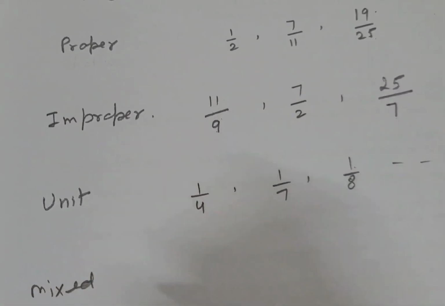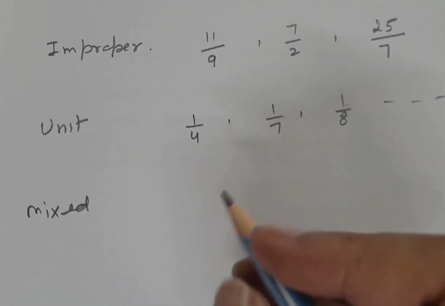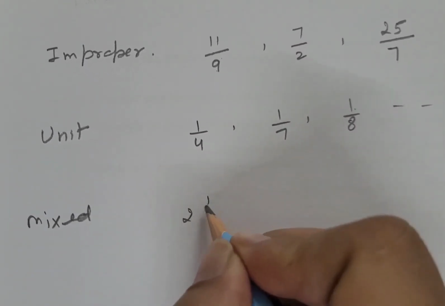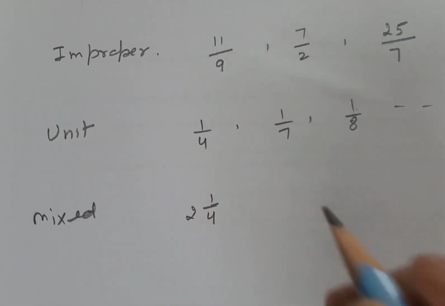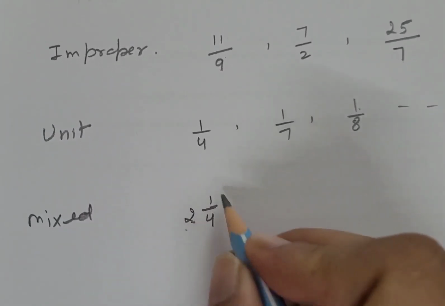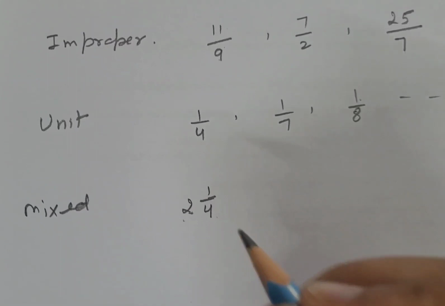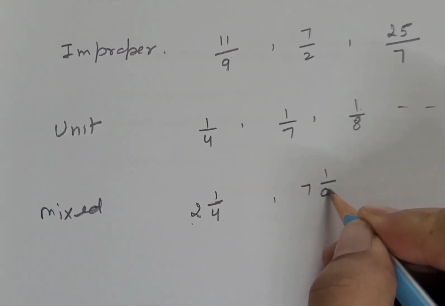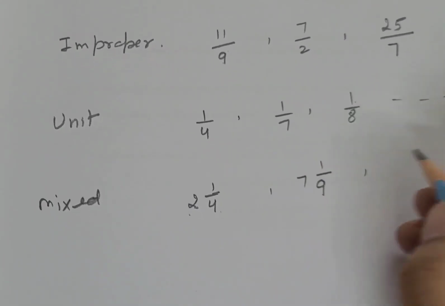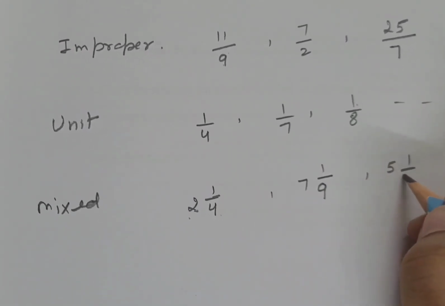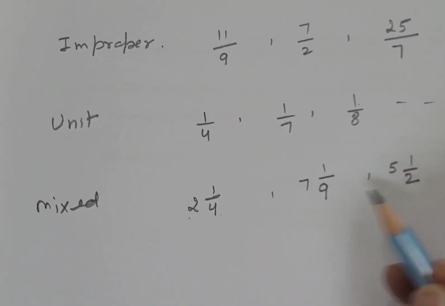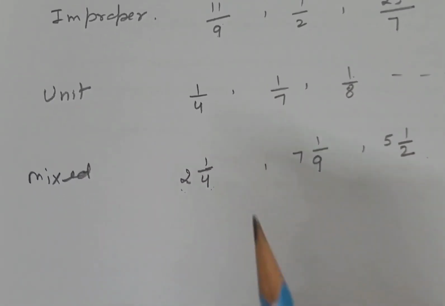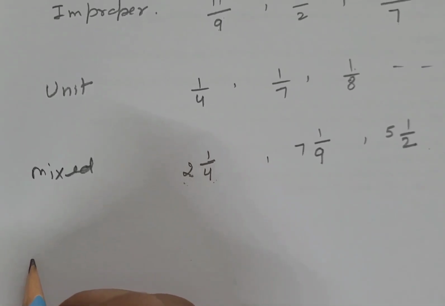Next is mixed fractions. Mixed fractions are those which are a combination of a whole and a part, like 2 and 1 by 4. Here 2 is the whole and 1 by 4 is the part. So this is called a mixed fraction. Similarly 7 and 1 by 9, 5 and 1 by 2. These are called mixed fractions, a combination of a whole and a part.